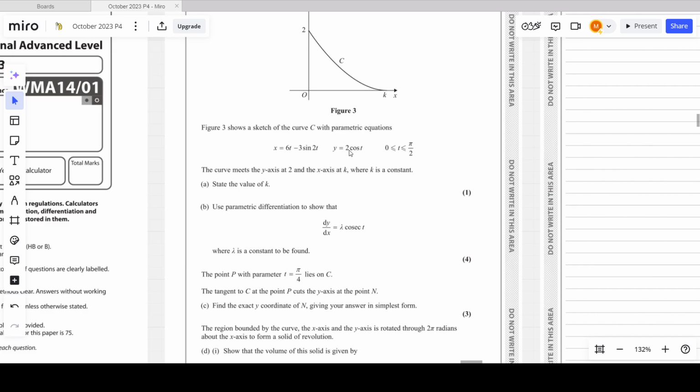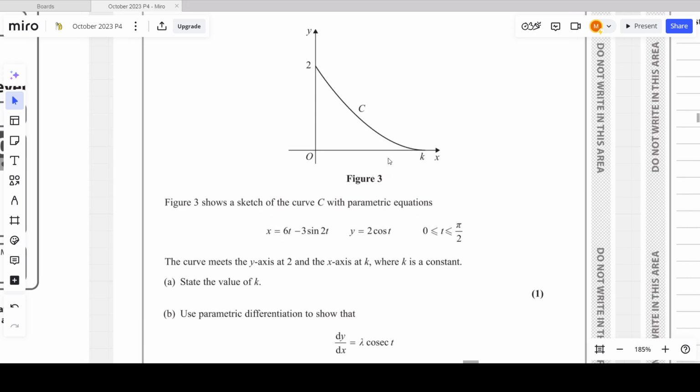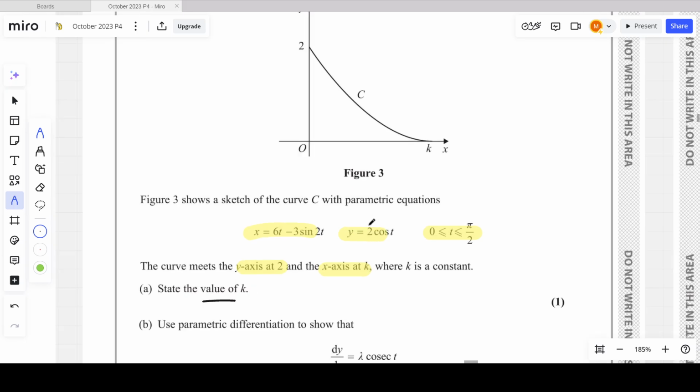In question number 8, a parametric curve has been sketched. The sketch of parametric curve C is given. The parameters for x and y are given, and the range of values of t is also given. The curve meets the y-axis at 2 and the x-axis at k, where k is a constant. We need to find the value of k.